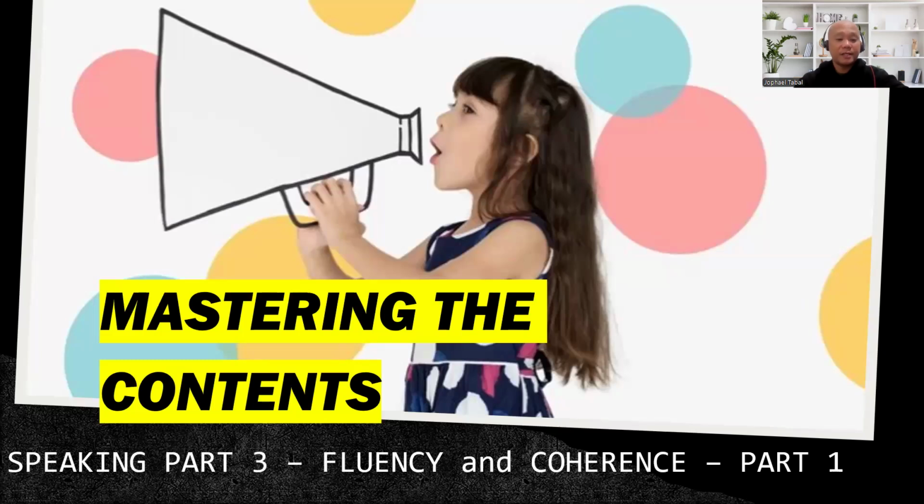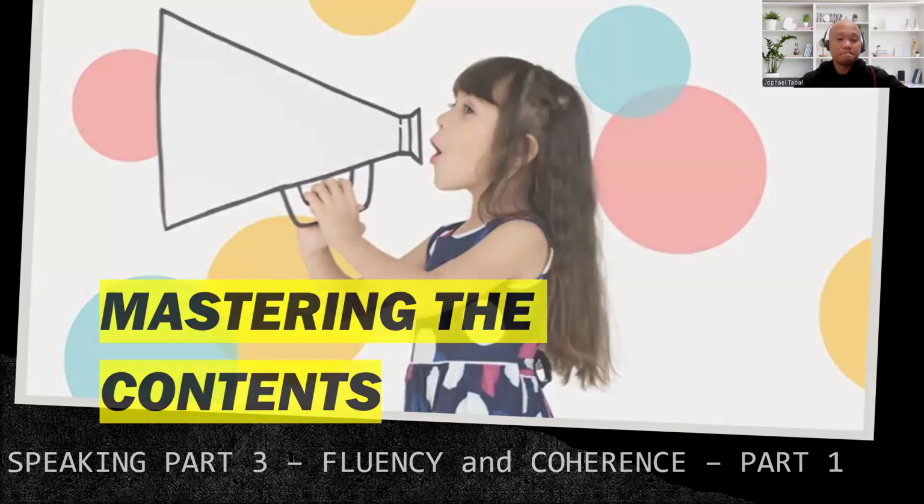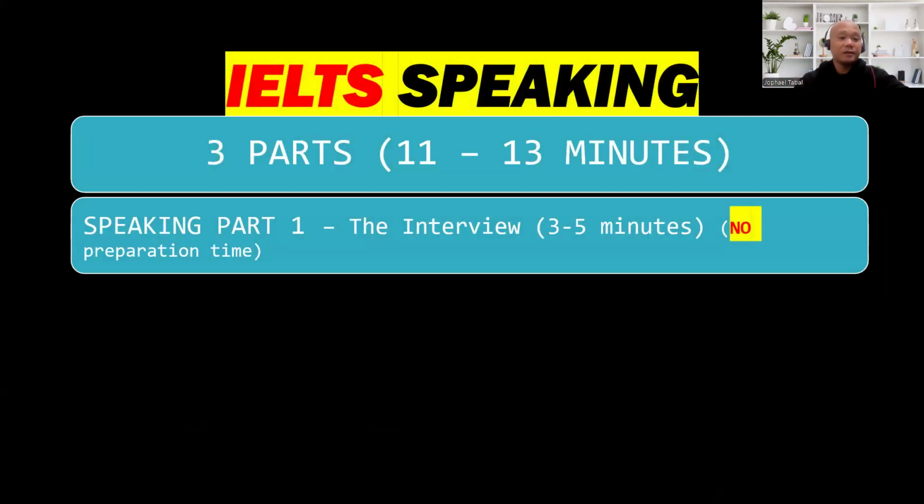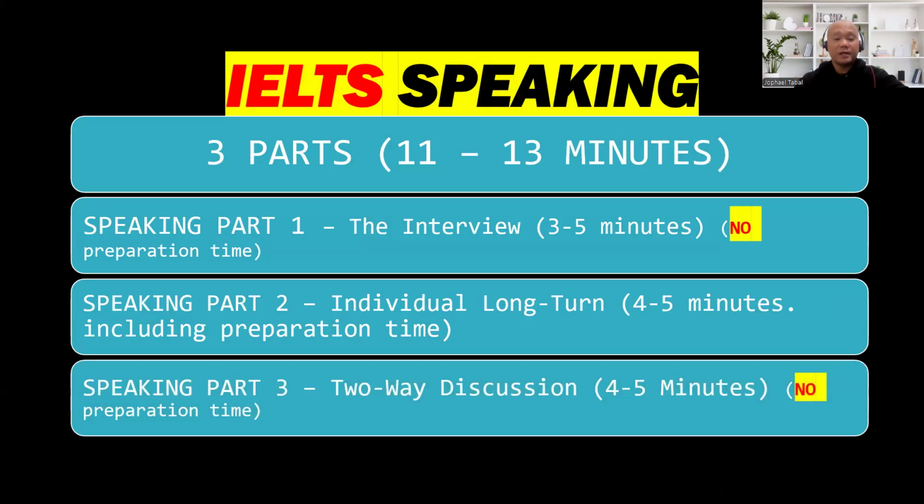focusing on the criteria, fluency and coherence. Okay. So let us first understand IELTS speaking, have a quick review of IELTS speaking. So again, for IELTS speaking, there are 3 parts, and the total time is roughly 11 to 13 minutes. Speaking part 1 is also called the interview. That's 3 to 5 minutes. This part lasts for roughly 3 to 5 minutes, and there is no preparation time.